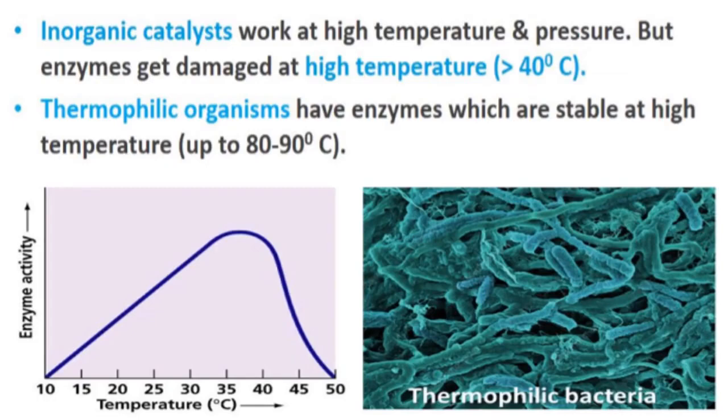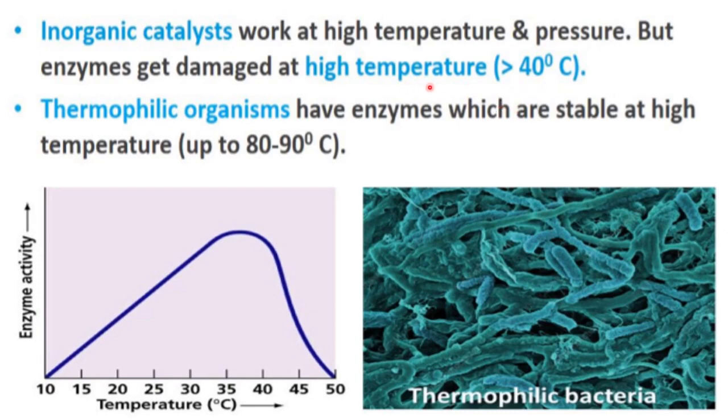This is how inorganic catalysts are different from biocatalysts. Biocatalyst means enzymes. So how are inorganic catalysts different from enzymes? Inorganic catalysts work at high temperature and pressure, but enzymes get damaged at high temperature. So this is the difference. Inorganic catalysts work at high temperature to increase the rate of reaction, but because enzymes are made up of proteins, their structure gets destroyed at high temperature, usually more than 40 degrees Celsius.